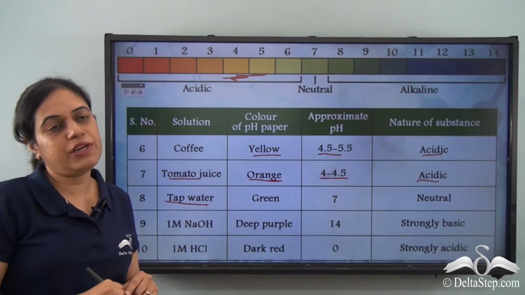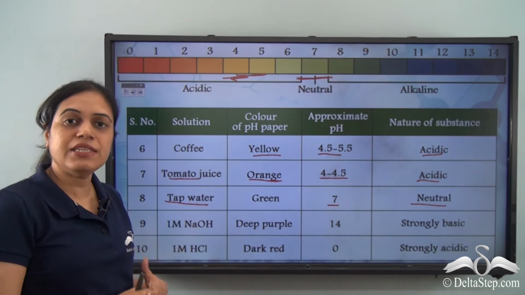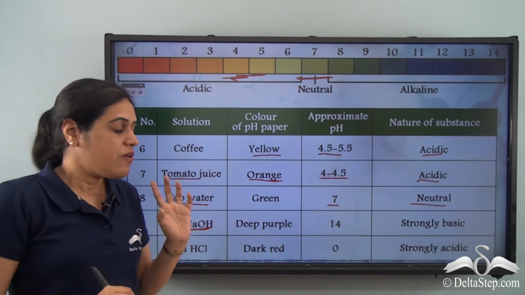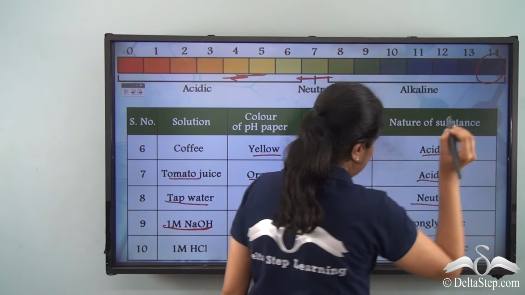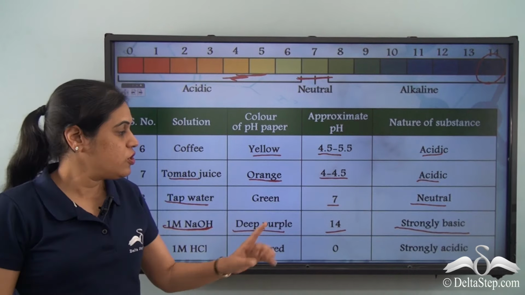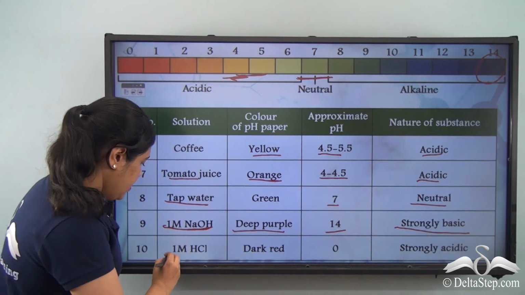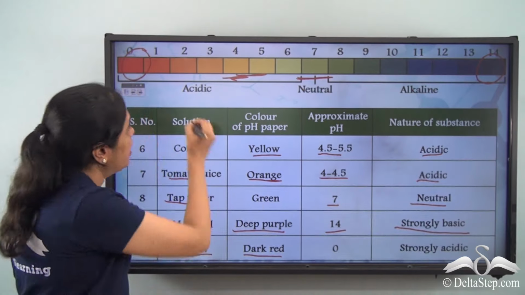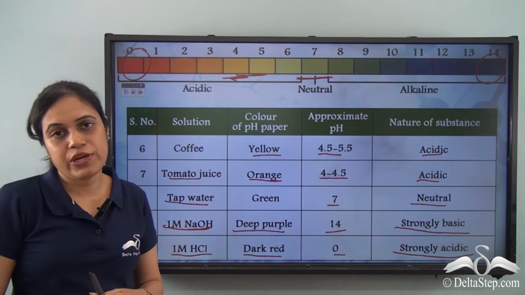Tap water: if you dip pH paper in tap water, we get a green color. So the pH is 7, tap water is neutral, it is neither acidic nor basic. If you look at 1M NaOH, that is 1 molar sodium hydroxide, we get a deep purple color. So the pH is 14 and it is strongly basic. We know sodium hydroxide is a strong base. Similarly, 1 molar hydrochloric acid gives a dark red color. So the pH is 0 and it is strongly acidic.